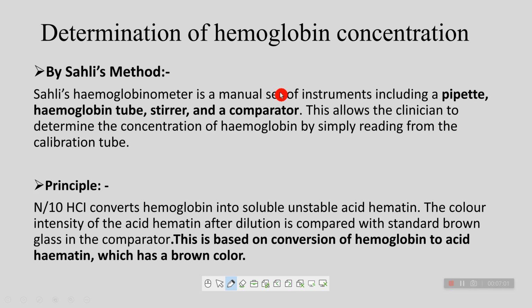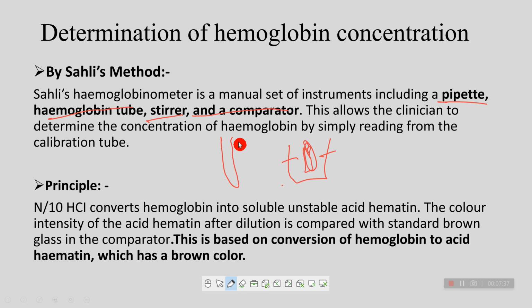The Sahli's hemoglobinometer includes a pipette, hemoglobin tube, stirrer and a comparator. So there is a box type instrument which is called Sahli's hemoglobinometer. It consists of 3 blocks. The 2 are the glass blocks and this middle block is for keeping the hemoglobin tube.